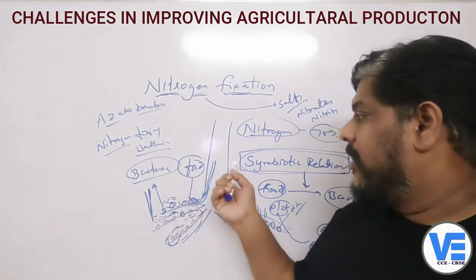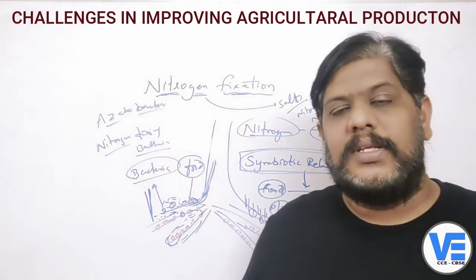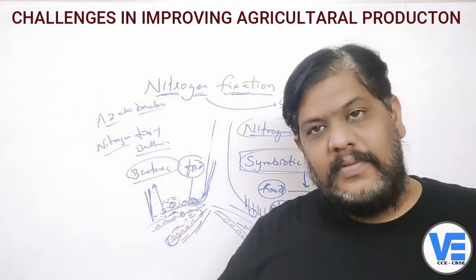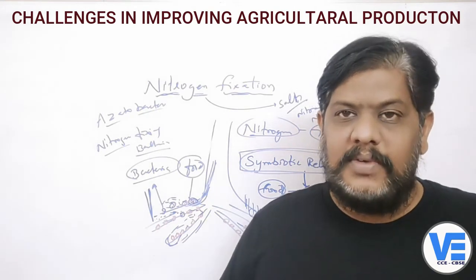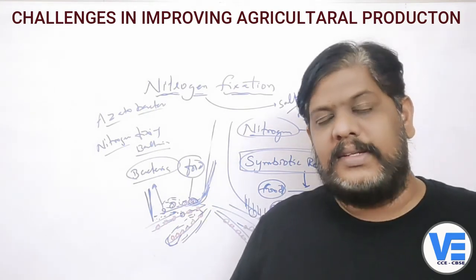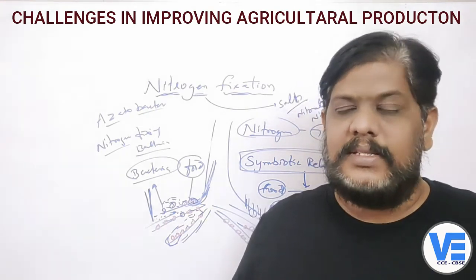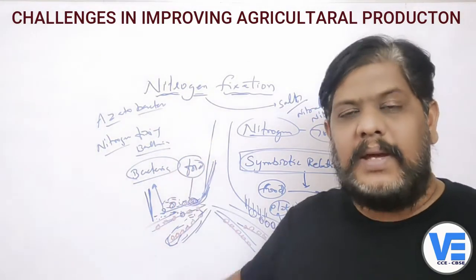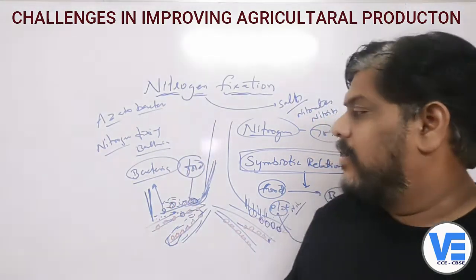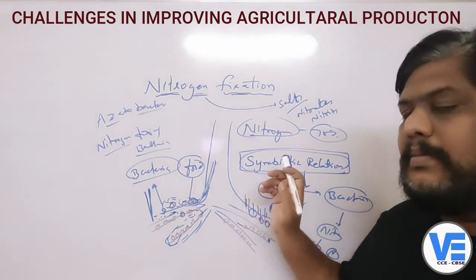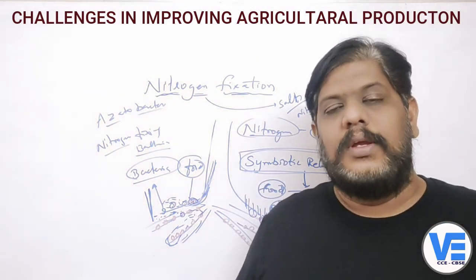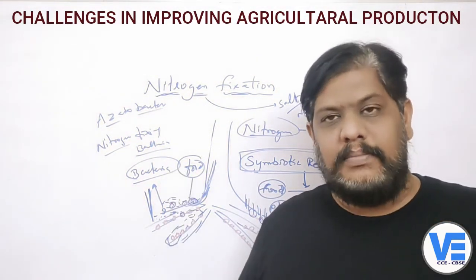But whereas here these are called symbionts because they are living in them, they are taking the food, and at the same time they are also converting the nitrogen into nitrates and helping the plant. So that is how both are getting benefited. So when both are getting benefited, we call that relationship a symbiotic relationship. So this is the best example for symbiosis.